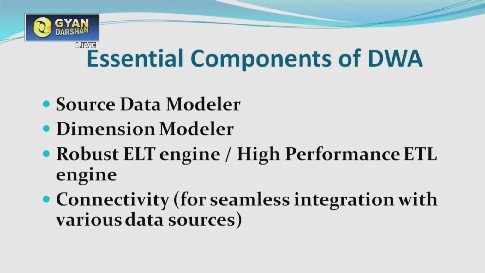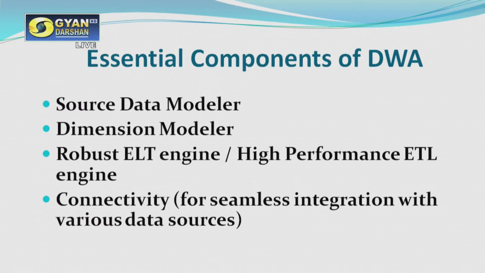So when you talk about the automation part, essentially all four components will be there. One is a source data modeler, so in order to model the source data, there should be a module available. Then the dimensional modeler, wherein the whole data needs to be converted into dimensional modeling. And then the third one is the robust ELT engine or else ETL engine, extract, load and transform, or else extract, transform and load, that too with high performance characteristics, that needs to be available as a module in the DW automation.